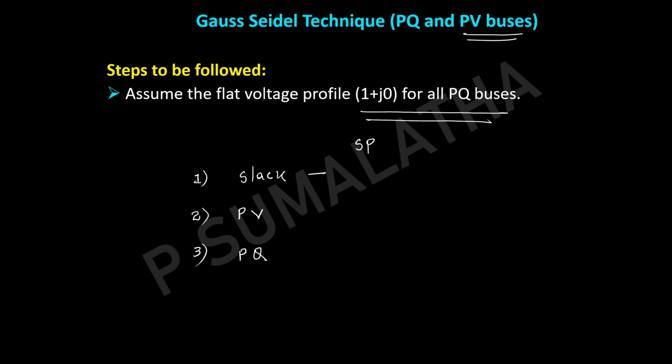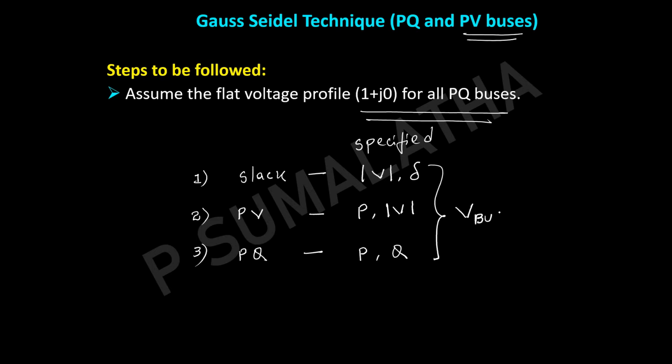For the slack bus, the specified quantities are mod V and load angle del. For the PV bus, we will have real power and voltage magnitude, and for the PQ bus, we will have P and the Q value. So we perform the load flow analysis mainly to determine the bus voltages. Okay, so what are the voltages at each bus?